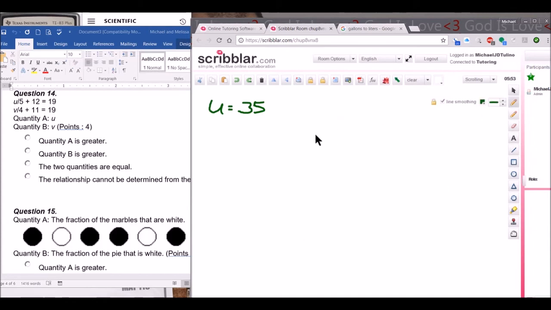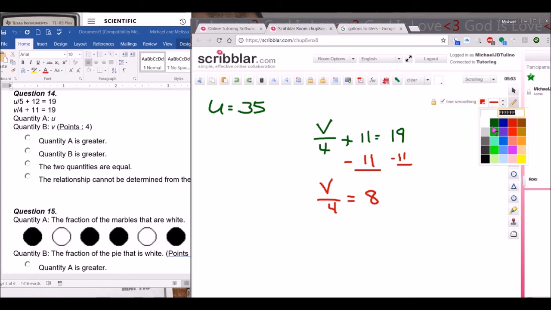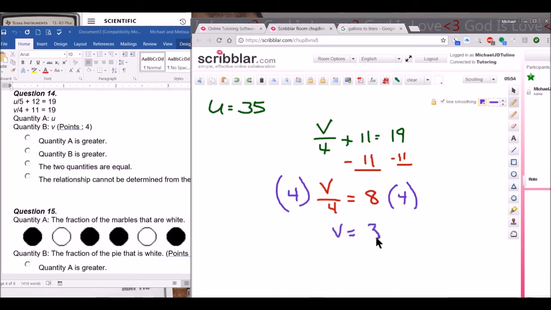Okay. Next one, we have v over 4 plus 11 equals 19. Okay, first thing is, again, we're going to subtract that 11 from each side, very similar to before. And then we have v over 4 equals 19 minus 11 is 8. All right, over here we have to multiply both sides by 4. The reason why, we have division. To get rid of division, multiply each side. And v ends up to be 32.